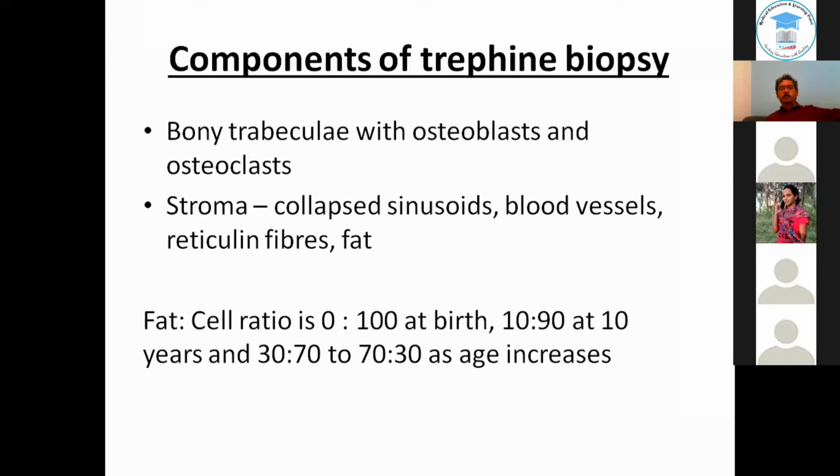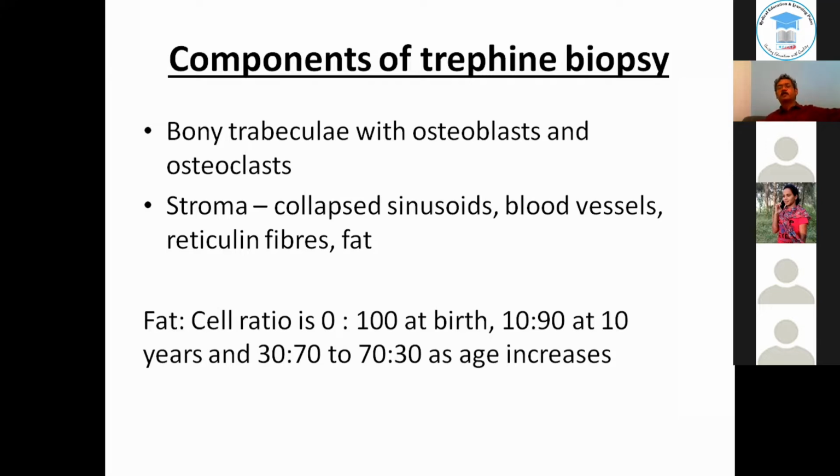The fat to cell ratio, Jayashree has already described to you in the aspirate, and it is roughly the same even in a trephine biopsy. It is practically 0 to 100 at birth, 10 to 90 at 10 years, and then as age increases, the fat increases and cell goes down. And it is roughly half and half, let us say, at the age of 50. That gives you an idea.